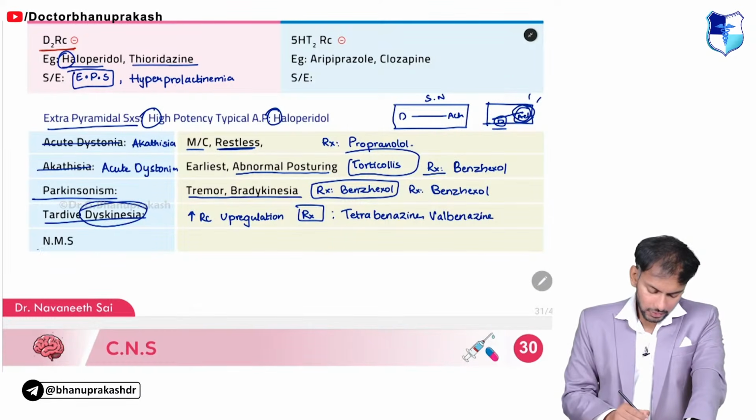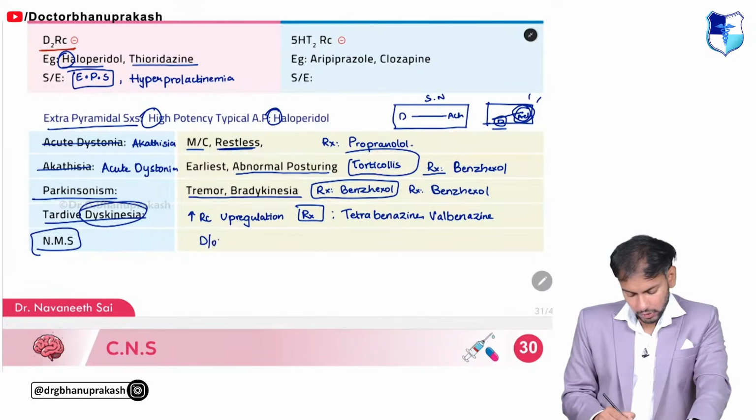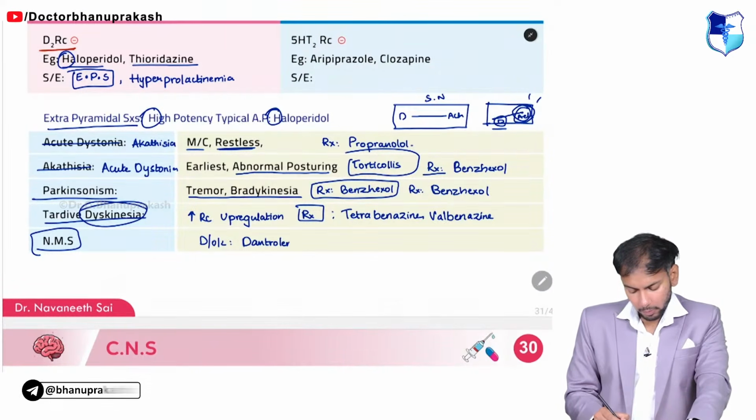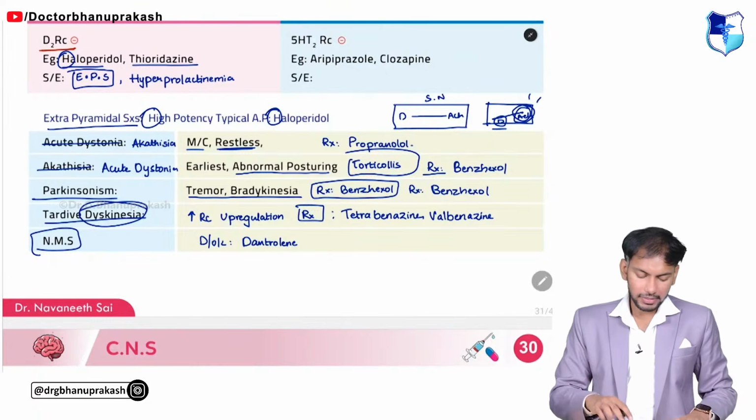Next, last but not least, it will also cause neuroleptic malignant syndrome. Now, what is the drug of choice for this? It is dantrolene. This table is really important. That is why I took my time to explain it. This table is pretty important for the exam.